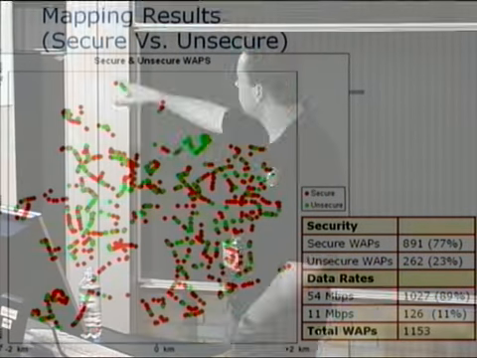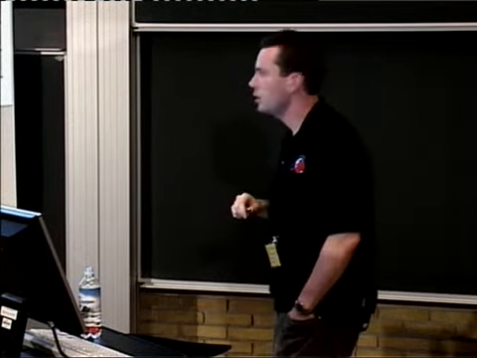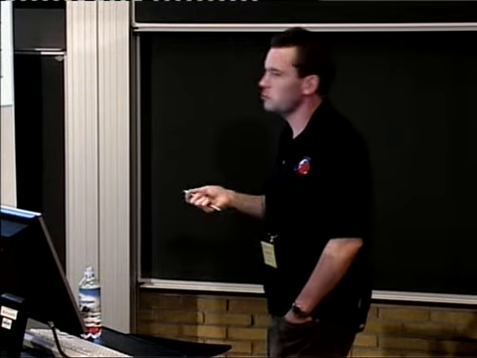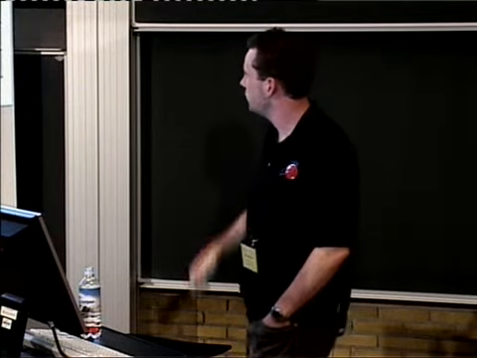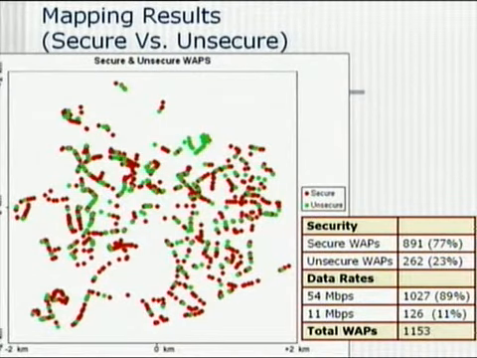And also, just notionally, because we could, we also detailed how many are running 802.11b and 802.11g. And as we expected, again, the majority of people go for the 54 megabit per second range.